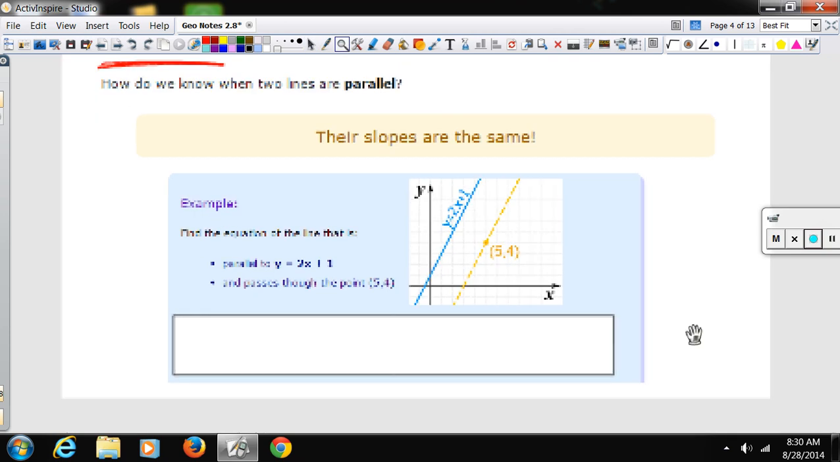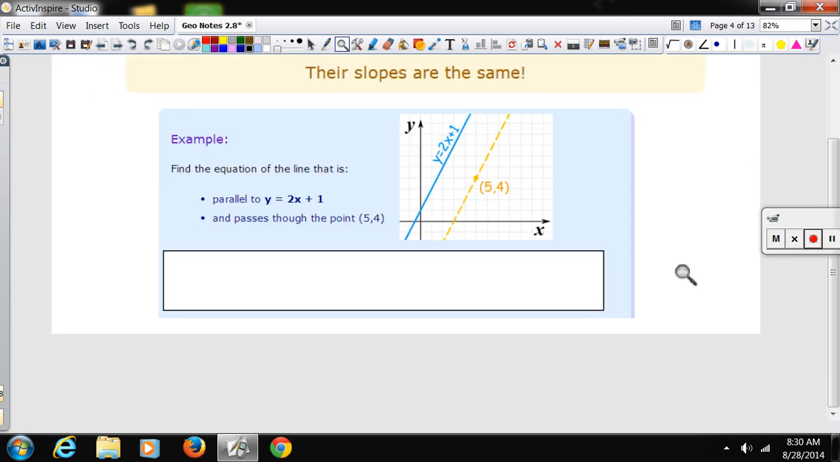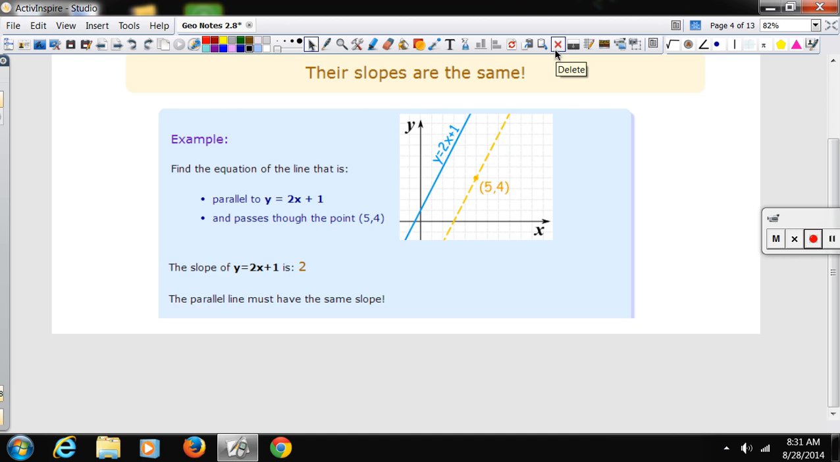So if I look at this bottom part here, it says find the equation of the line that is parallel to y equals 2x plus 1. You see the line 2x plus 1 right here? Parallel would be this line right here. It goes through the point (5, 4). So what we would do is know that the slope of the line that we have is 2. The slope right here is a 2. So the parallel line must have the same slope. Now there's more to it on that slide, so that's just the first part.